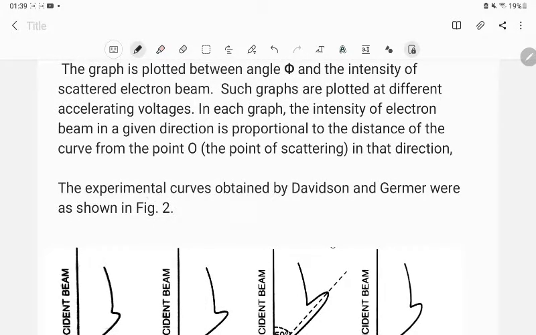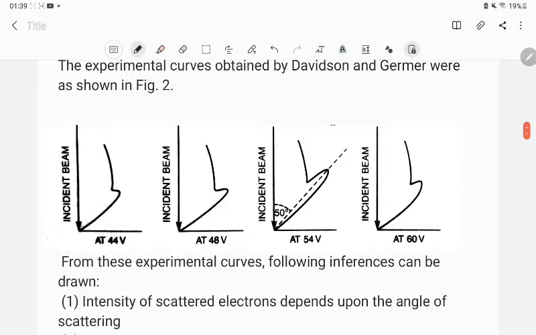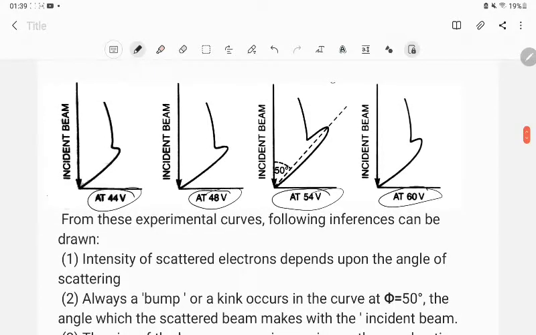The experimental graph obtained by Davisson and Germer is this one. This is figure 2. After recording for different voltages, the graph was found like this.